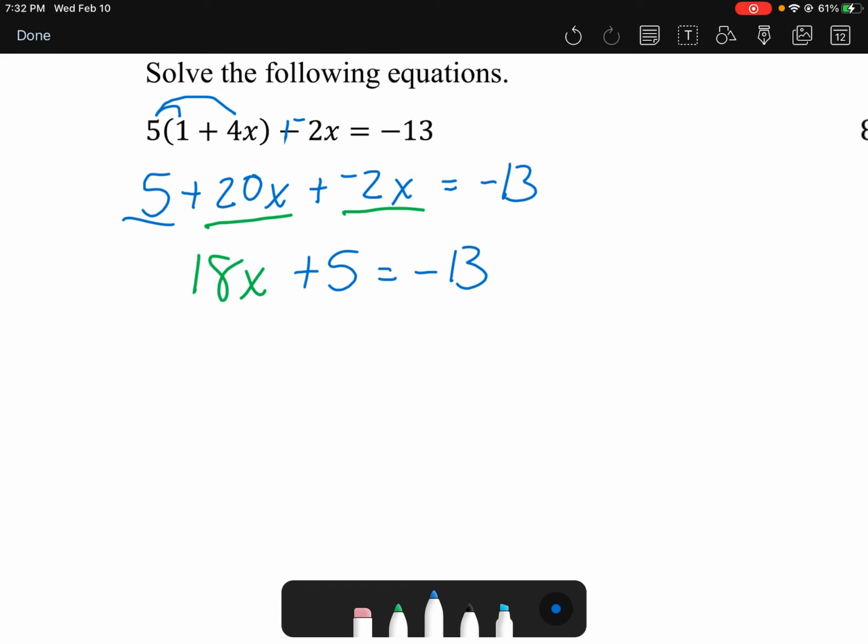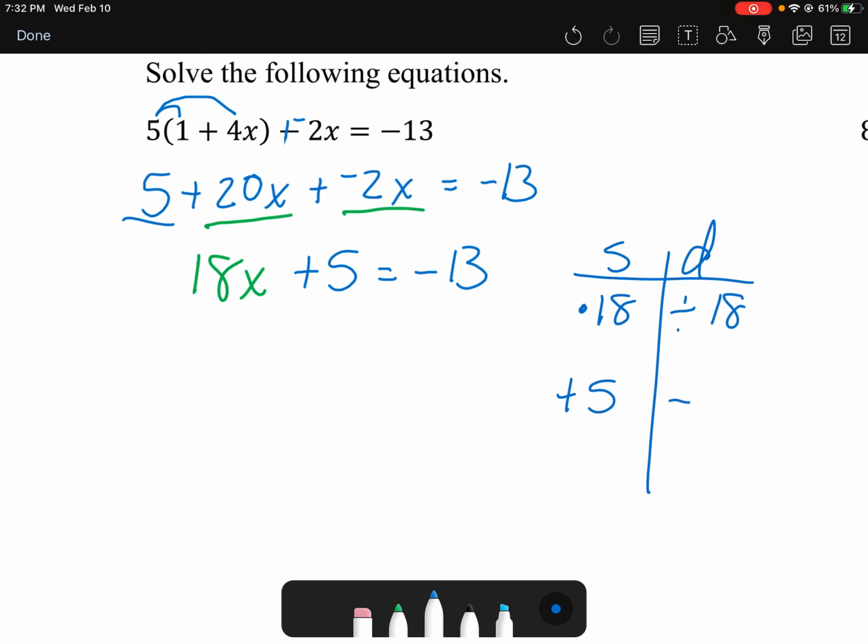Now I have a two-step equation. Now I can go ahead and start making my C-do table. So first I'm multiplying by 18, and I'm adding 5. For my do side, I'll go ahead and say divide by 18, subtract 5. And remember, when we're solving, we're going up this way. My line goes down the middle.